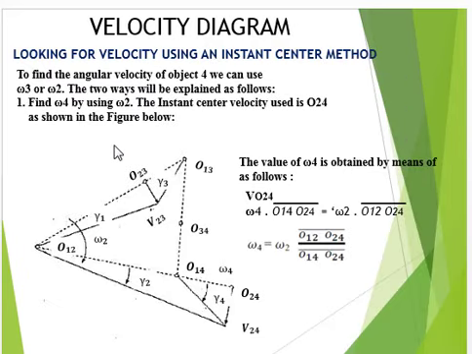And then to find the angular velocity of object 4, we can use the angular velocity from omega 3 and omega 2 at this position.